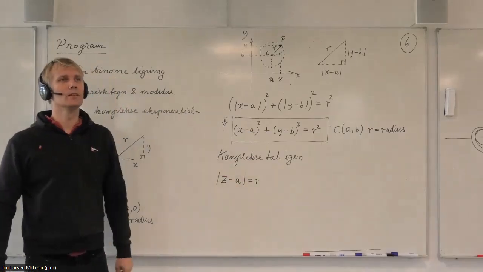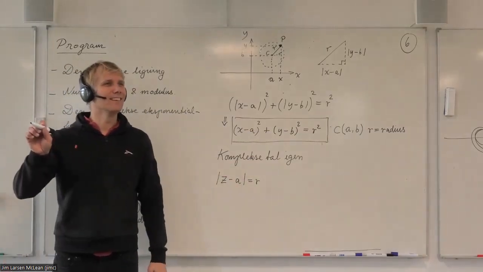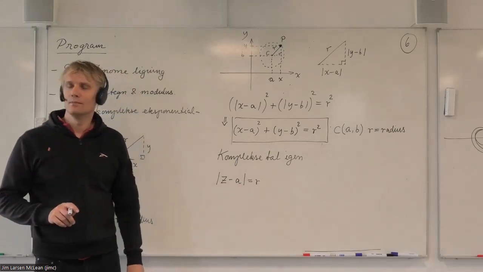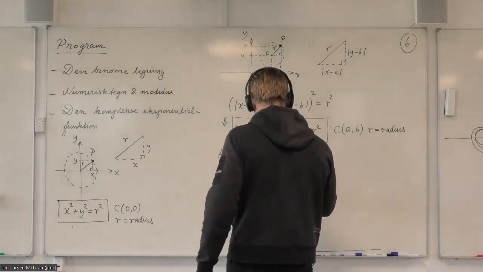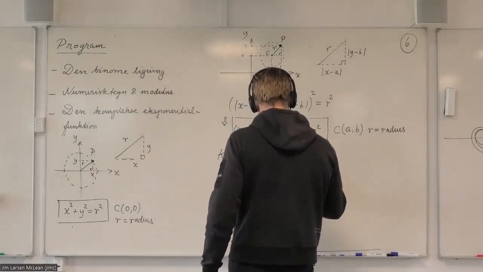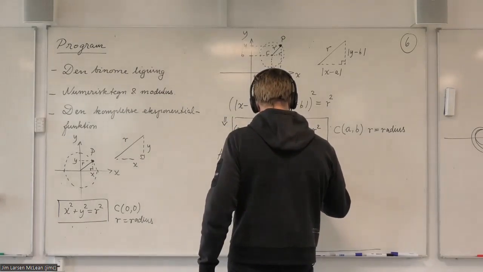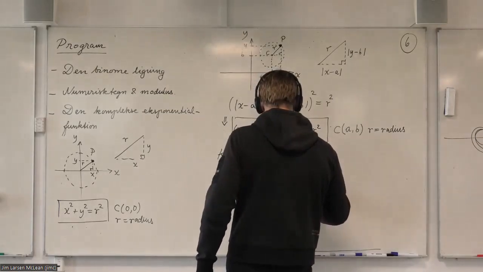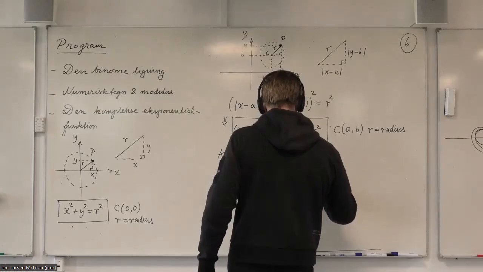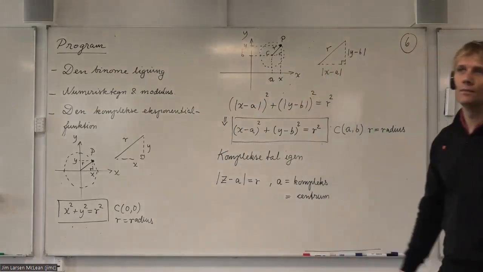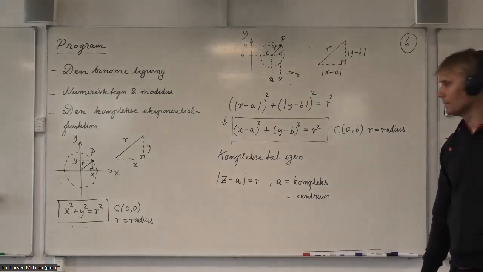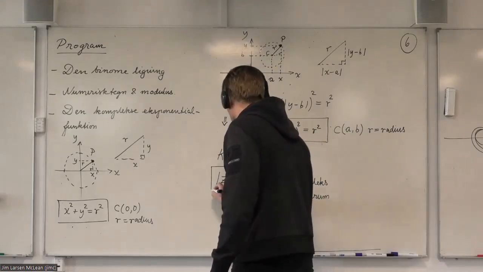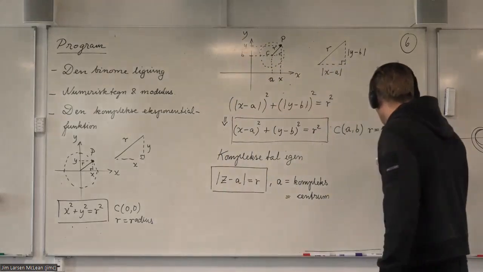It's a complex number. So a is just a complex number that represents the circle's center. So a is complex, and a determines the center. Remember, a complex number represents a point in the plane. So therefore, a can indicate the center. So if I were to draw this circle using complex numbers, how could I do that? I can do that over here.